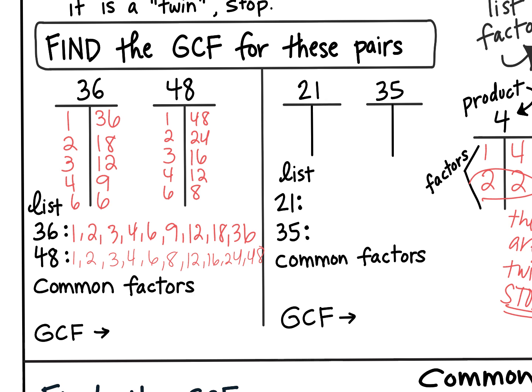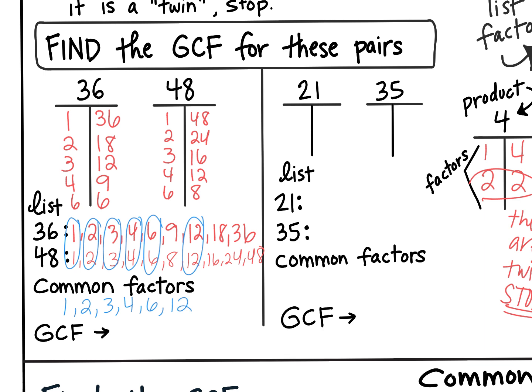Okay, so what I'm going to do now is look and circle all of the common factors. So the ones that they have in common are all of these factors: 1, 2, 3, 4, 6, 12. Any others? No, that's it. So all of my common factors are 1, 2, 3, 4, 6, 12.